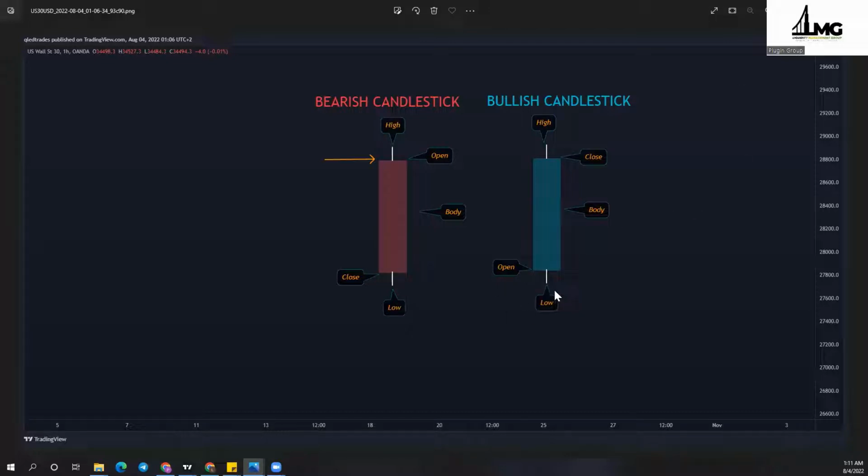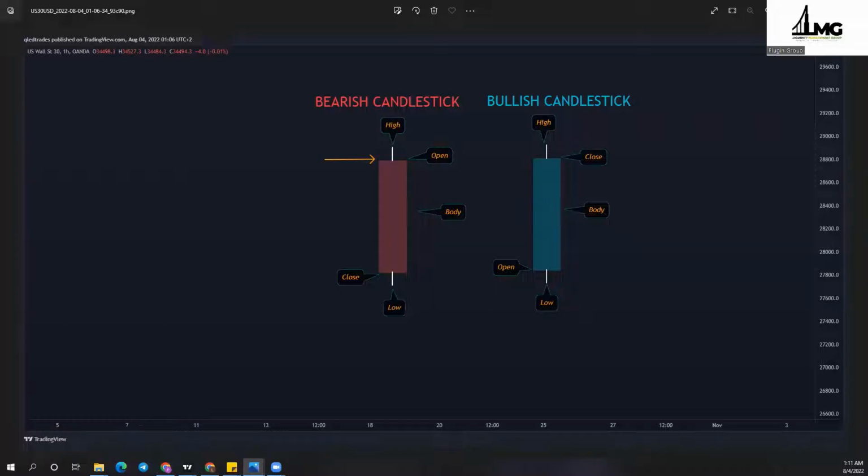So for instance, this is a bearish candlestick, and this is a bullish candlestick. If the previous candle closed at this point, this candle is gonna open here, push down first and form the low, and then go all the way up to that point, where it closes. This visible part is called a body, and these sticks right here are called wicks.